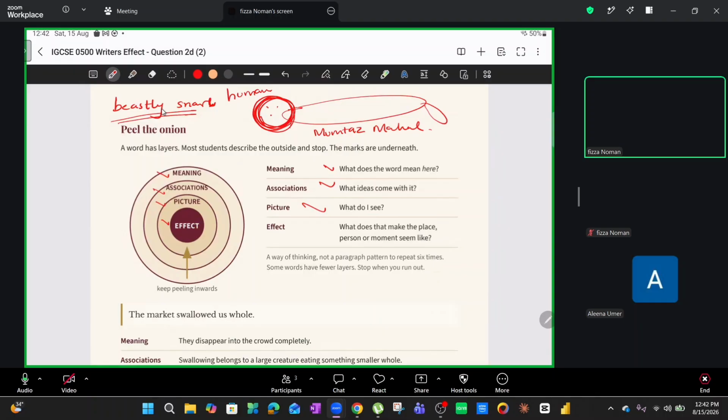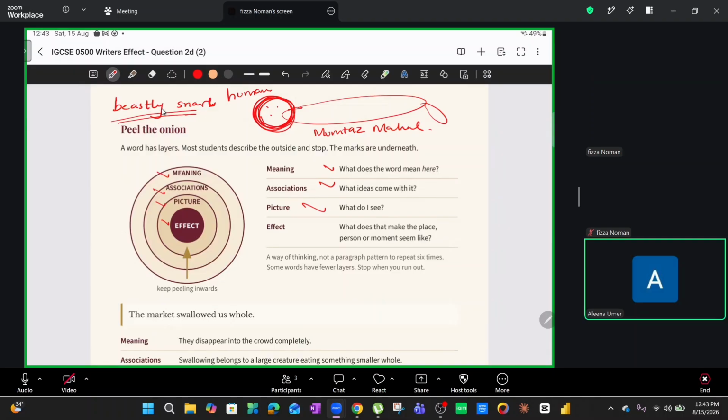खैर, moving back. अच्छा, so अब we have the effect. Lastly जाके हम समझते हैं कि effect क्या होता है. So what does that make the place, person or moment feel like? We understand tone through it. We understood meaning being represented through it. You know what I'm saying? Atmosphere कैसा है, so on and so forth. Does that make sense better? Yes. Any questions at all?